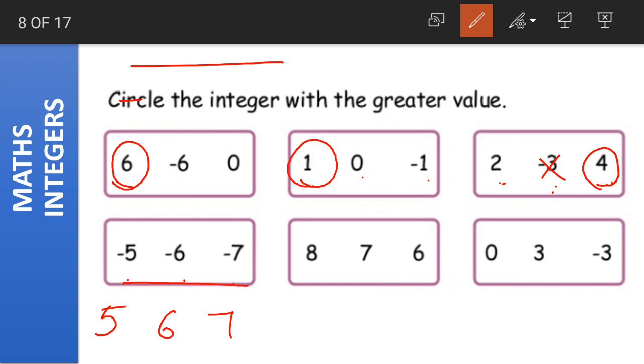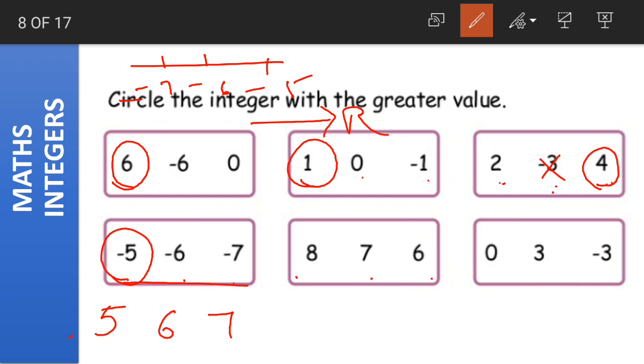For negative integers, the negative integer with smaller absolute value is the greater integer. So we have to find the integer with smaller absolute value here. Which is it? Minus 5. Yes, so minus 5 becomes the greater number. Again, if these numbers are placed on a number line, we first have minus 7, minus 6 and then minus 5. Minus 5 falls on the rightmost corner, so minus 5 becomes the greater value integer.